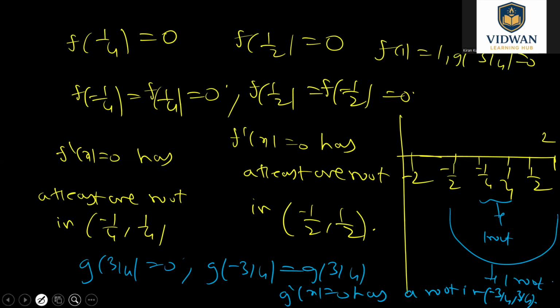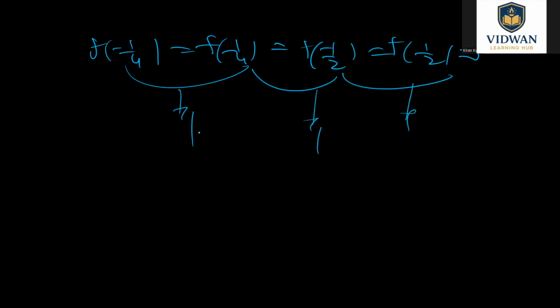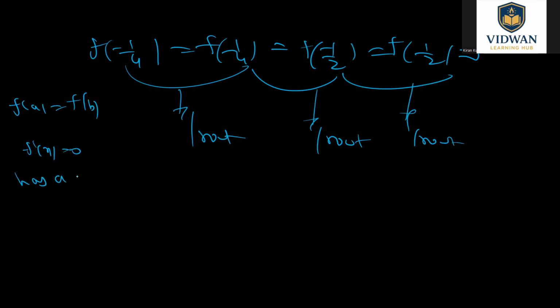So these 4 are equal, meaning we have f of minus 1 by 4, f of 1 by 4, f of minus half, f of half. All these are equal. So you can have a root between minus 1 by 4 to 1 by 4, 1 by 4 to 1 by 2, minus 1 by 2 to 1 by 2 also. So you can have one root here, one root here, one root for this interval. Because what does Rolle's theorem state? If f of a equal to f of b, then f dash of x equal to 0 has a root in the open interval ab.